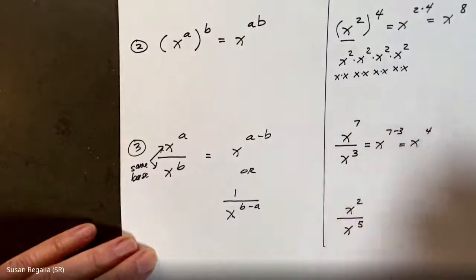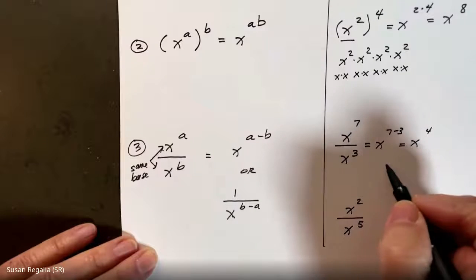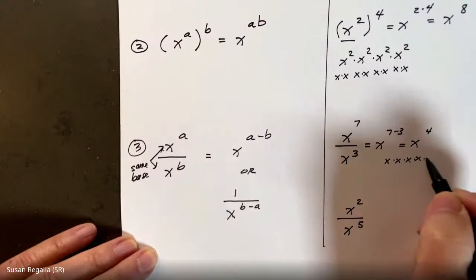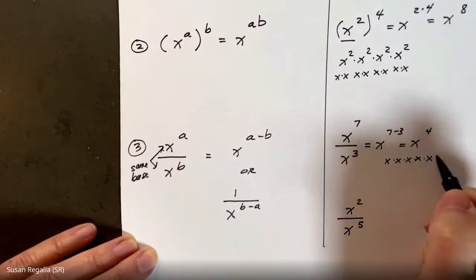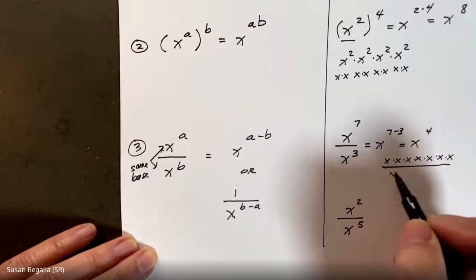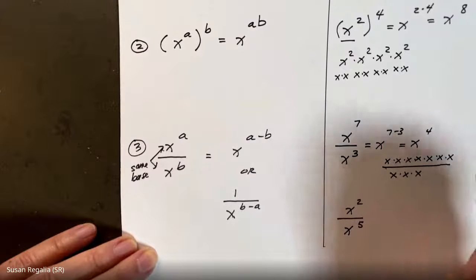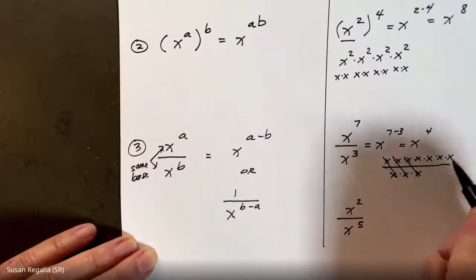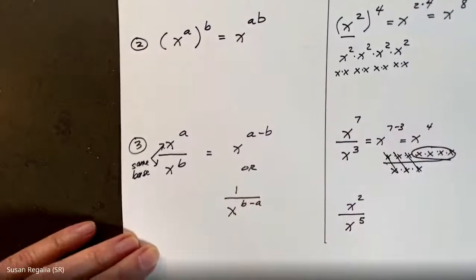If we think about why that makes sense, x to the 7th on top is like having 7 little x's, 1, 2, 3, 4, 5, 6, 7. And x to the 3rd in the denominator is 3 little x's. And if you cancel the big fat ones, there's 1, there's 2, there's 3, and you're left with 4 powers of x in the numerator.